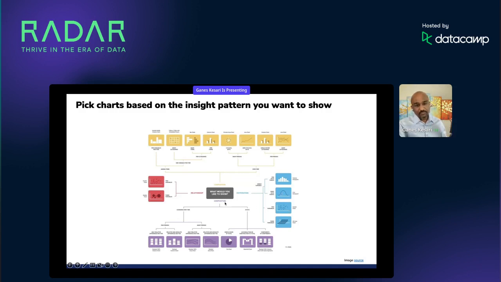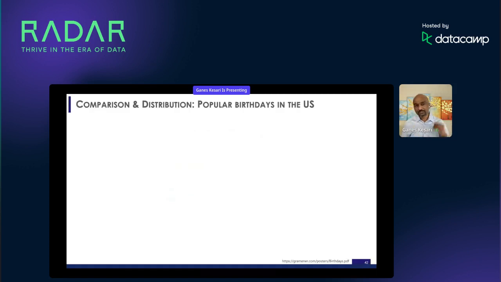For composition, you could have a stacked bar, the waterfall chart, and the dreaded pie chart. If you have 2 or 3 divisions, that's fine. Don't go beyond that. And relationship, when you have 2 or more variables, you have the XY plot or a bubble chart. These are useful for showing relationship. Pick the charts based on the pattern, based on the users, and then you use them to answer the questions.